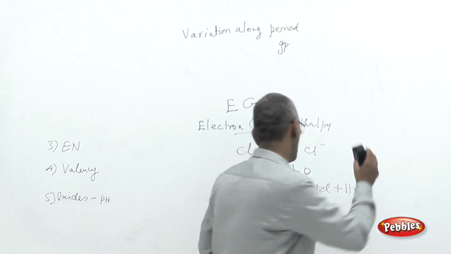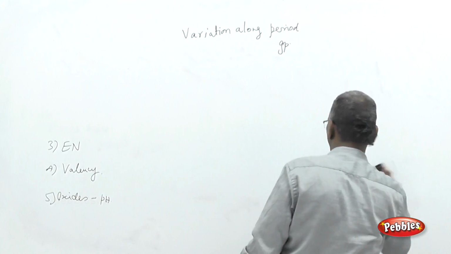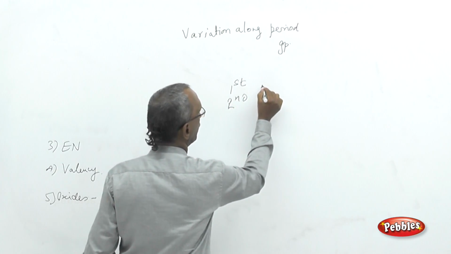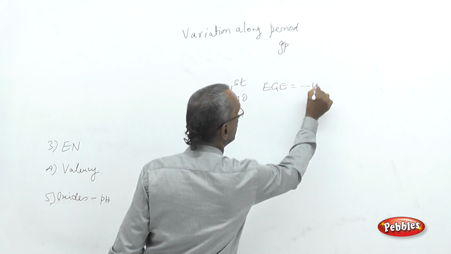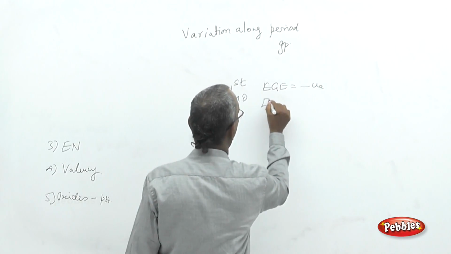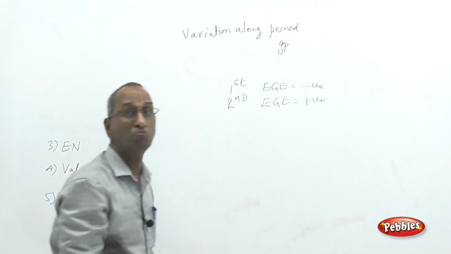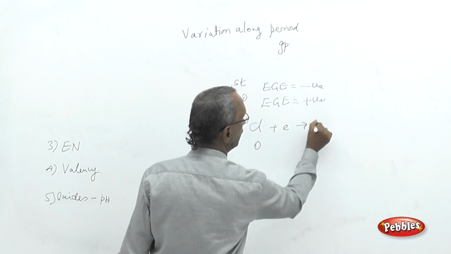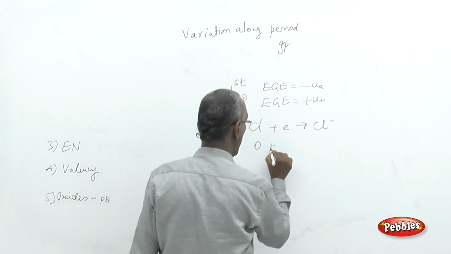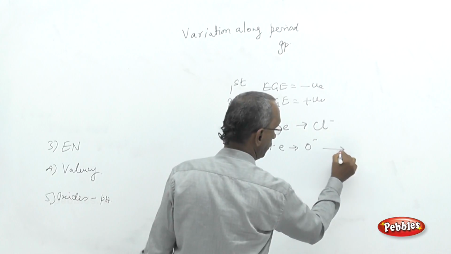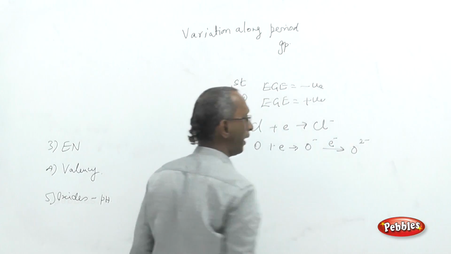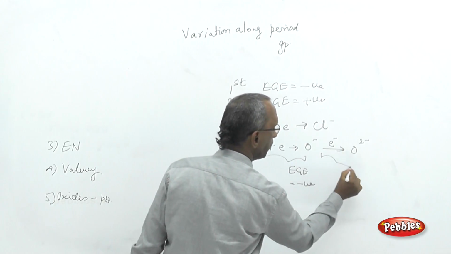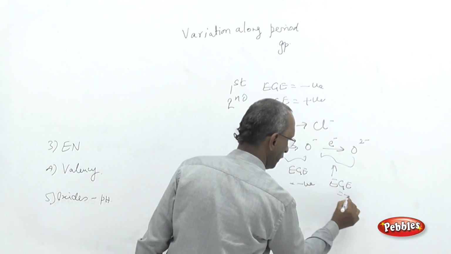Here also we have two types: first electron gain enthalpy and second electron gain enthalpy. The first electron gain enthalpy value is negative, meaning that it releases energy. The second electron gain enthalpy value is positive, meaning that it requires energy. Let us illustrate lastly with the example of chlorine and oxygen. Chlorine, with the addition of one electron, forms chloride. Oxygen also adds one electron to form the oxide anion. There are two types. The first process releases energy, so electron gain enthalpy is negative, but the second process consumes energy, that is, electron gain enthalpy is positive.